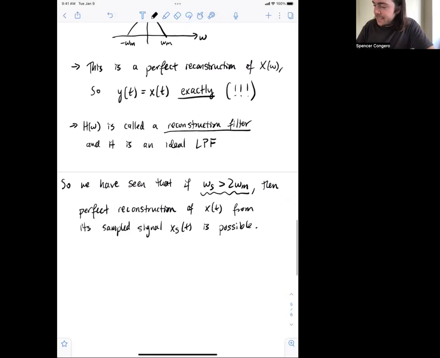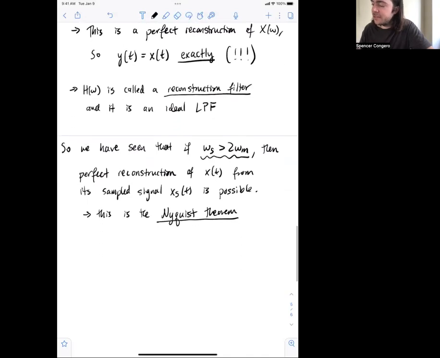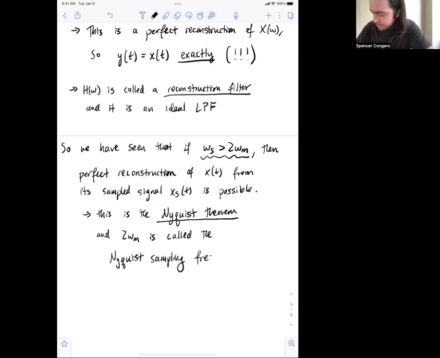And it turns out this statement has a name. This is the Nyquist theorem: if my sampling frequency is at least twice the max frequency, then perfect reconstruction is possible. And 2 omega sub m is given a name. That frequency is called the Nyquist sampling frequency. Just some terminology you might hear.